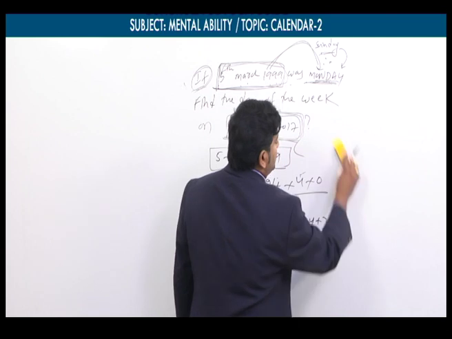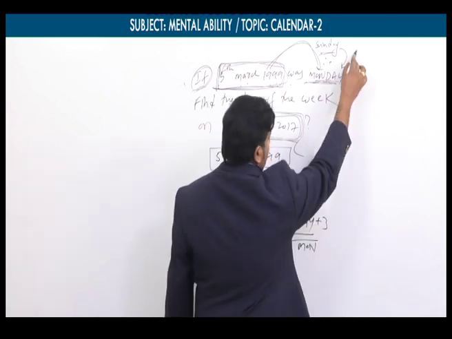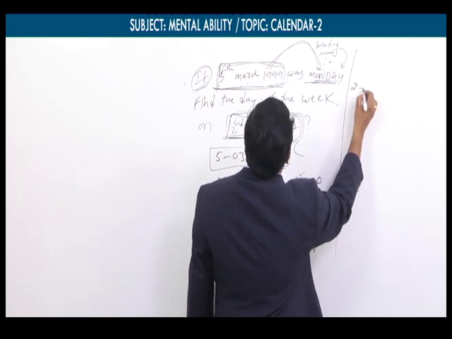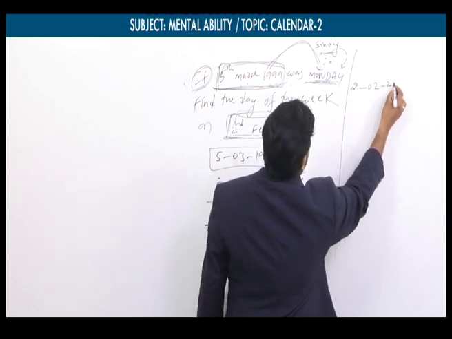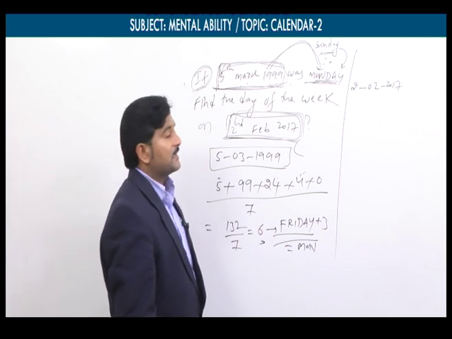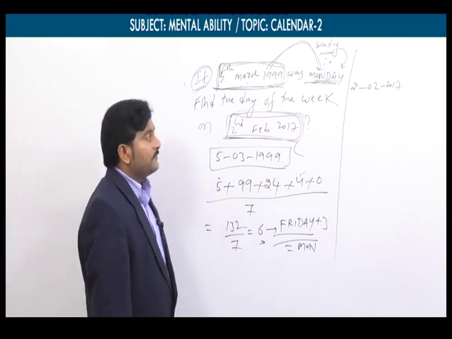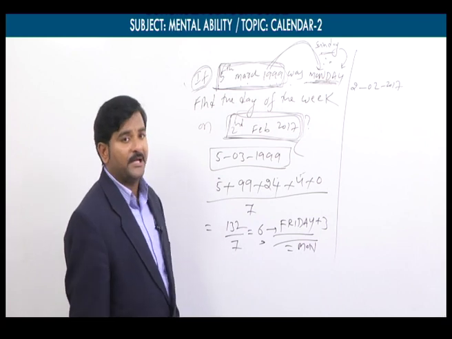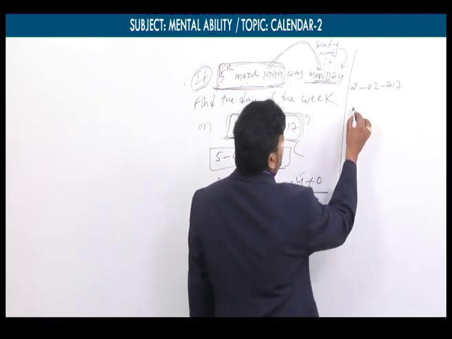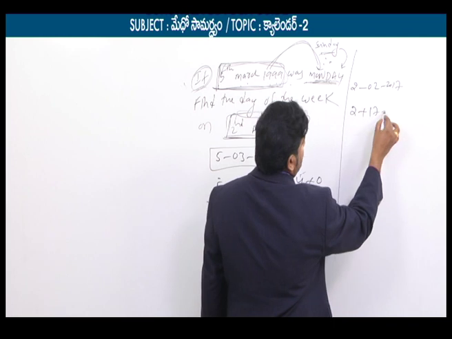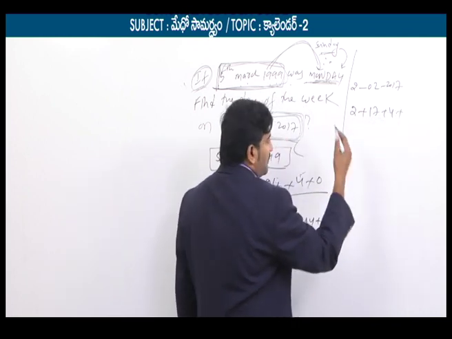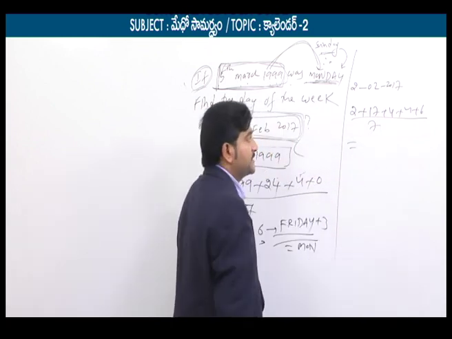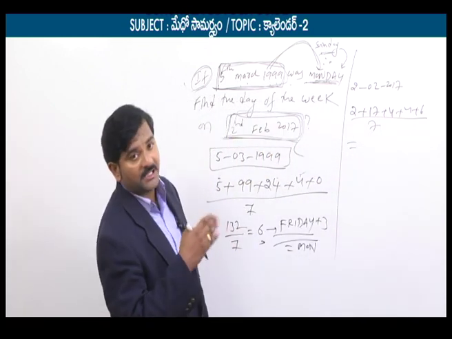Okay, we will focus on that. Now, let's say the second date, what was given? 2nd February 2017. That was the given date. Same formula. The formula is: date, number of years, number of leap years, month code, century code, divided by 7. Everything is the same, that's why I'm skipping that explanation part.